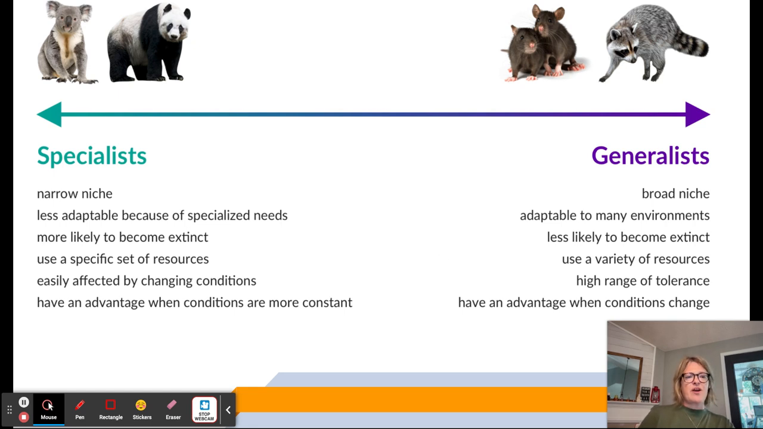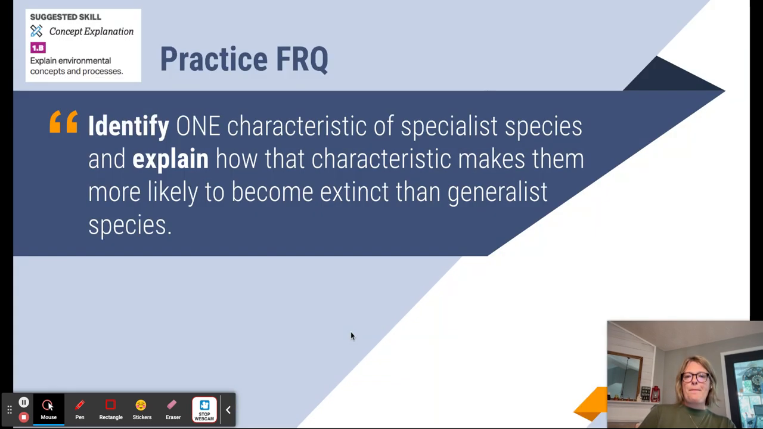Generalist species have a very broad niche. They're adaptable to many environments. They're less likely to become extinct. They can use a variety of resources, and have a high range of tolerance. Their advantage comes into play when conditions change because they are highly adaptable.